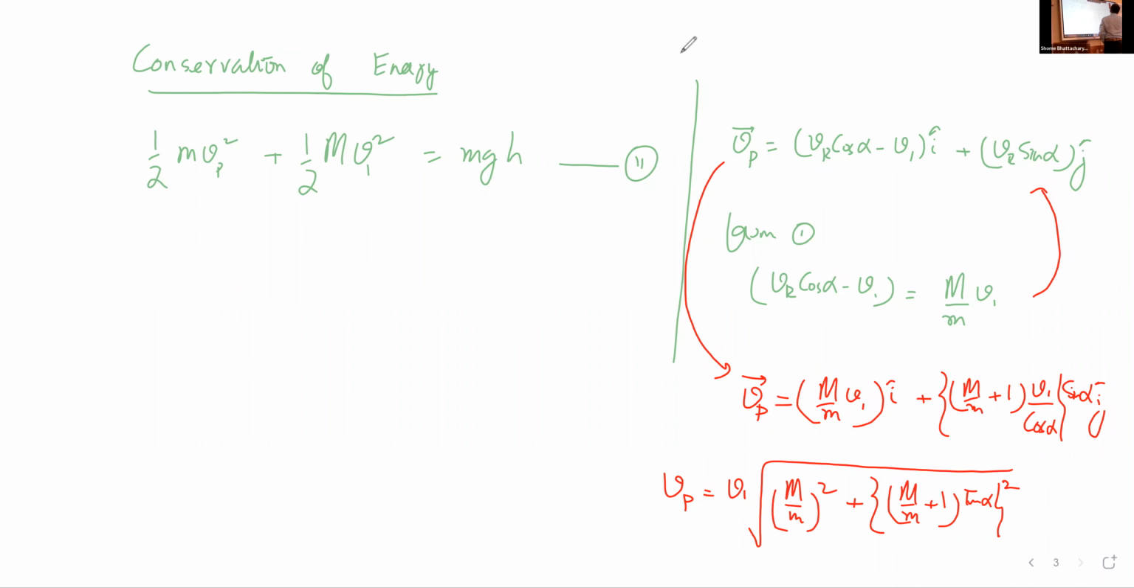It should be minus. This should be minus. The y component is negative. That's correct. It will not make a difference to the magnitude, but technically it is negative because we have taken the y-axis upwards.